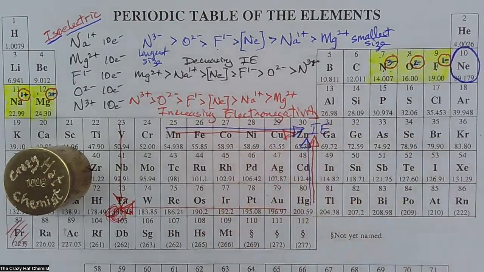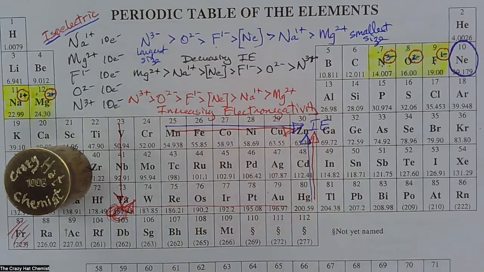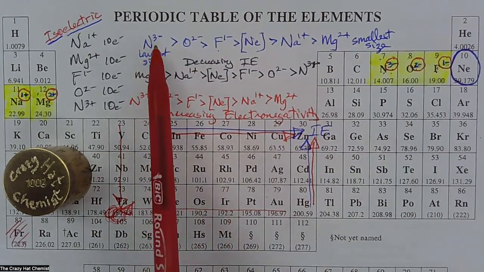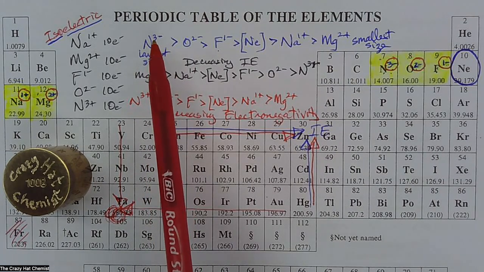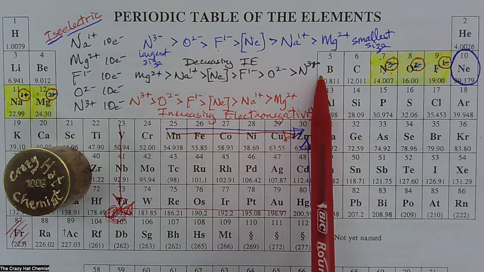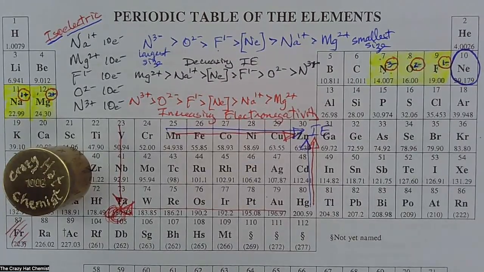So increasing electronegativity right there. Now you should see all of these on the sheet of paper here. We have decreasing size, decreasing ionization energy, and increasing electronegativity. Fantastic.